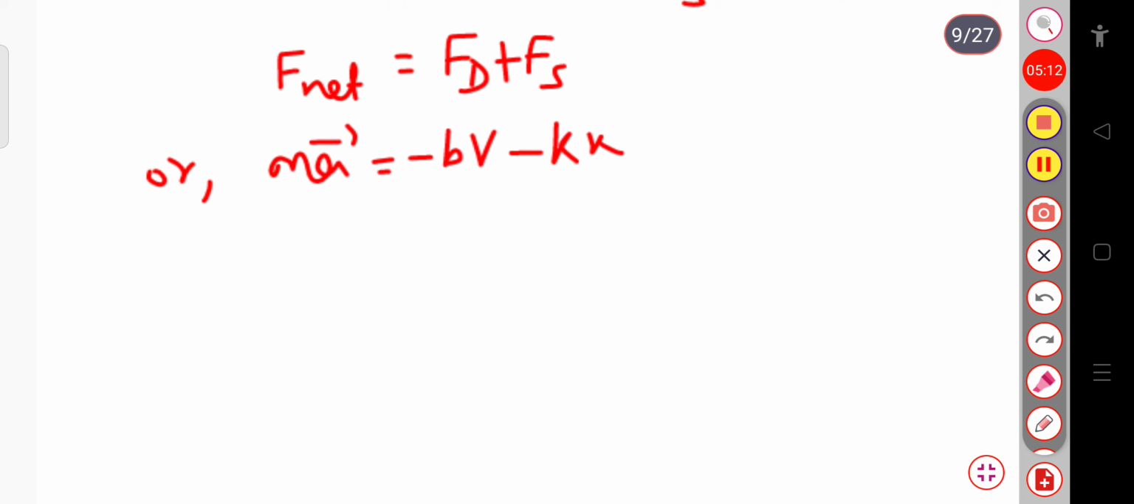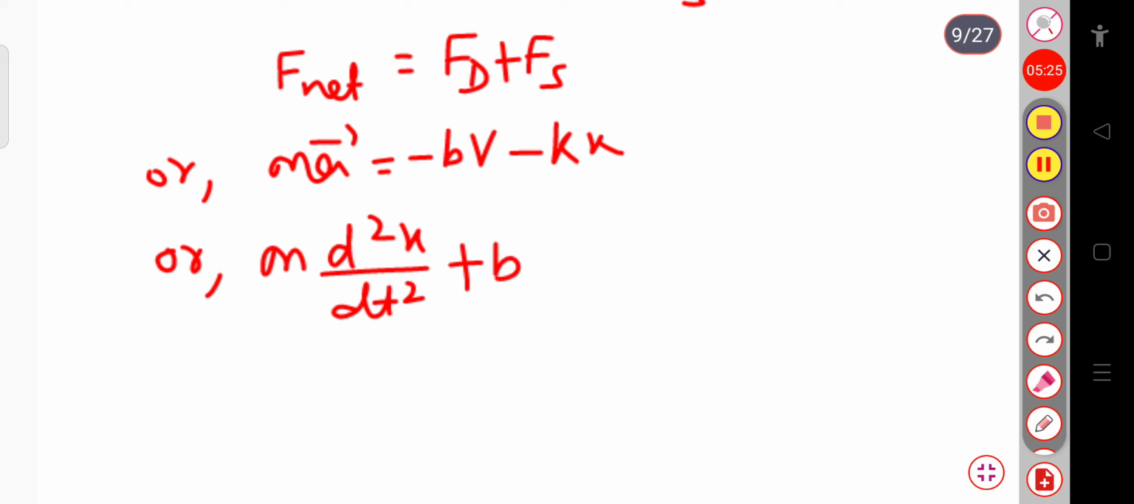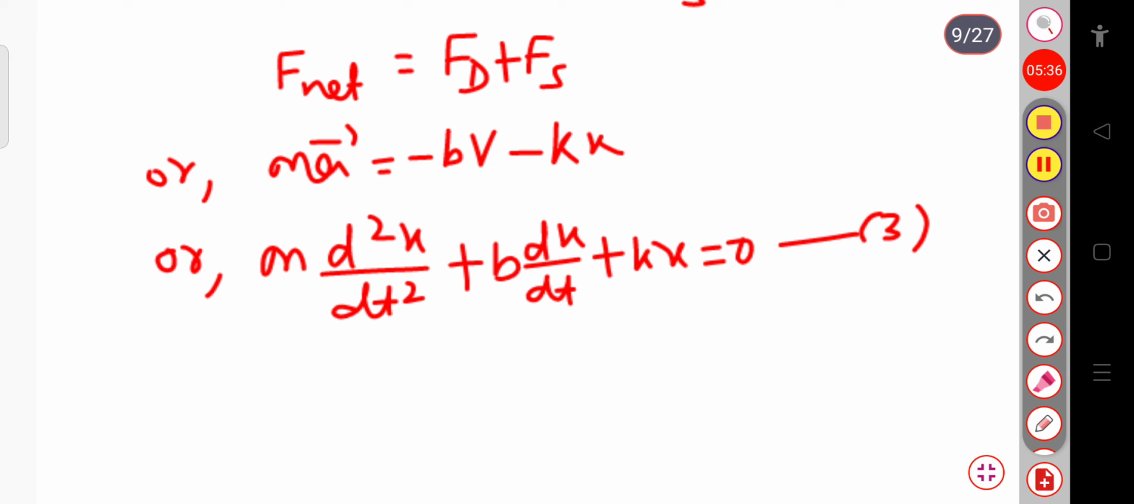And in place of the acceleration, I can also write m into d square x divided by dt square. Minus will be taken to the left hand side. This will be plus b into, in place of v, I will write dx by dt. And this is plus kx, that is equal to 0. Okay, this is, suppose, equation number 3. This is for the spring mass system.